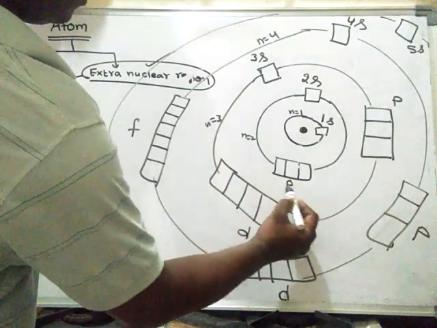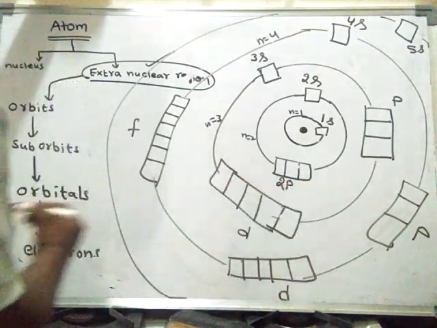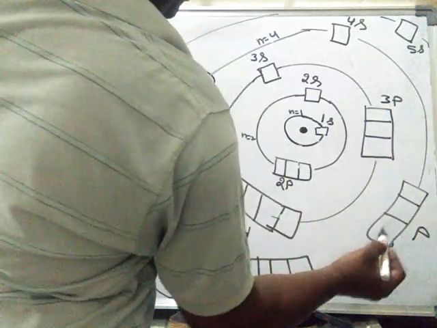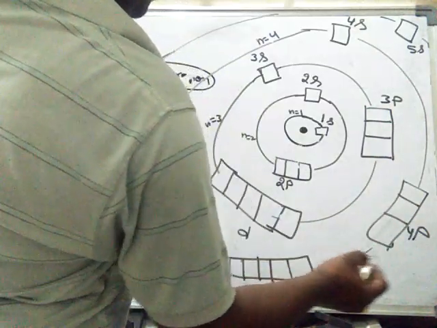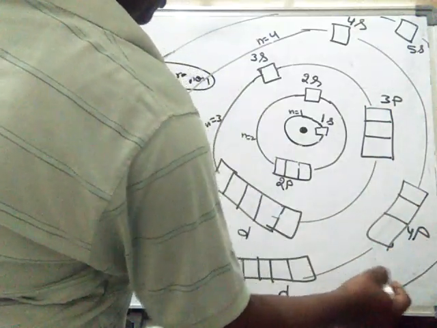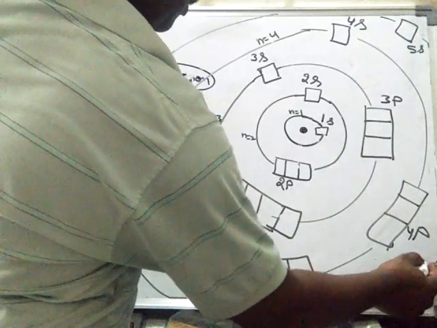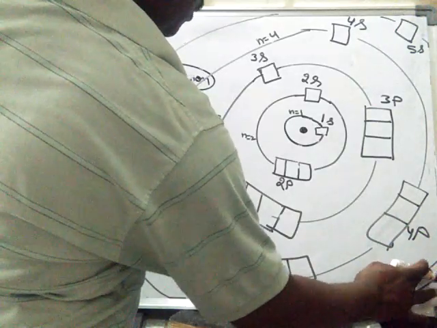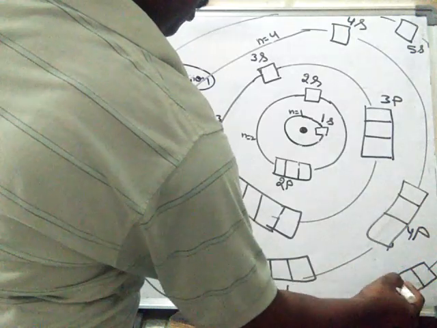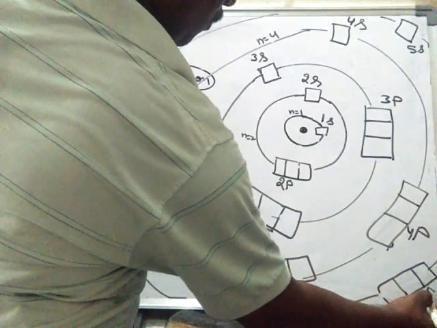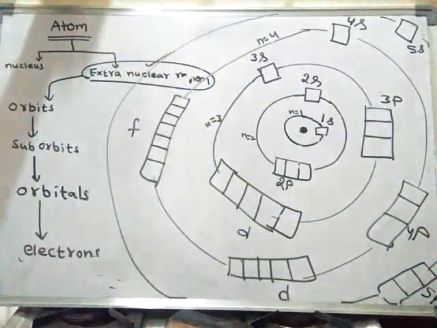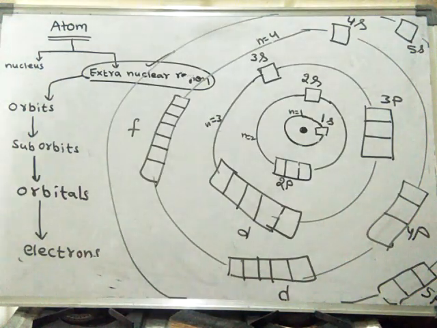So here it is 2p suborbit, this is 3p suborbit, this is 4p suborbit, and in the next orbit you will find the 5p suborbit.